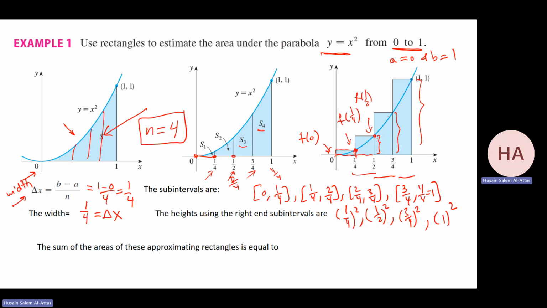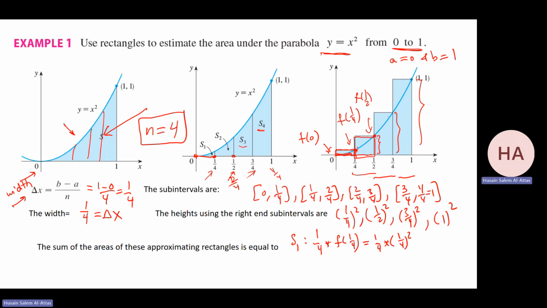Now I need to find the area of these rectangles. This rectangle plus this rectangle. I know the area of a rectangle will be the width times the height. So the area of the first rectangle, S1, will be 1/4 times f of 1/4, which is 1/4 times 1/4 squared.